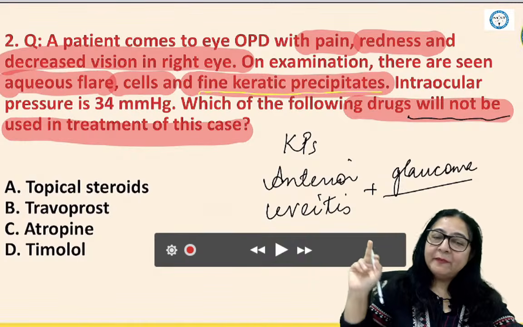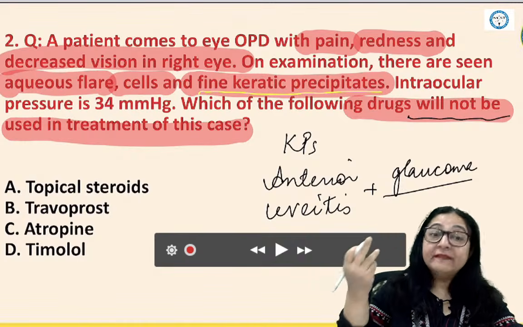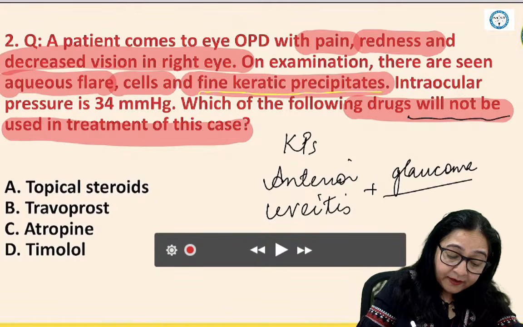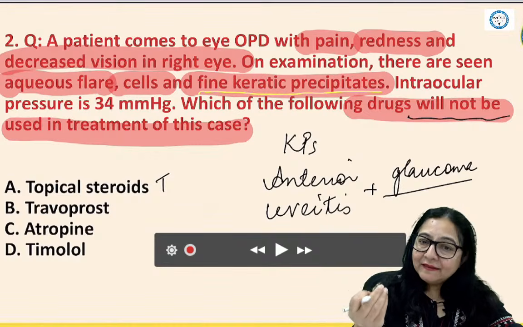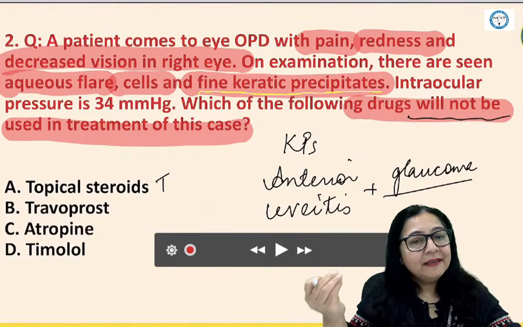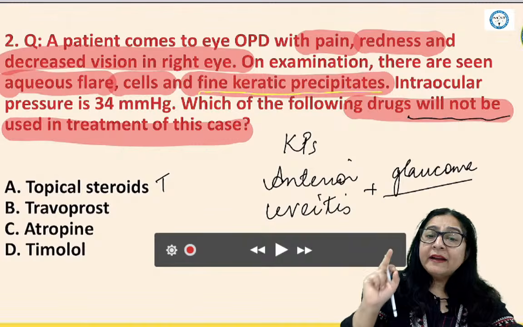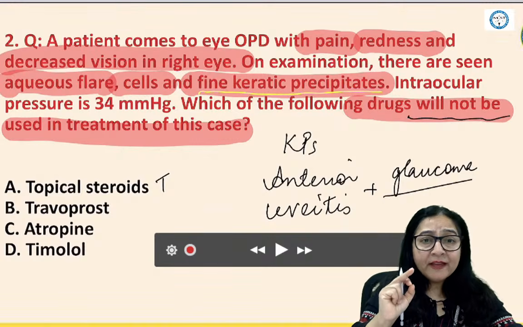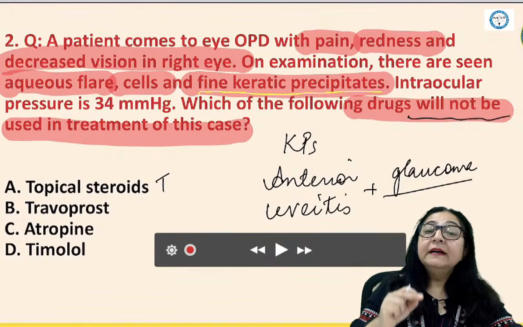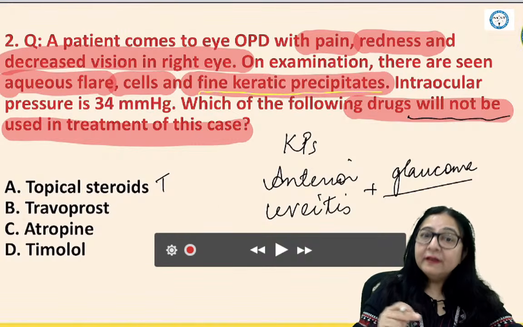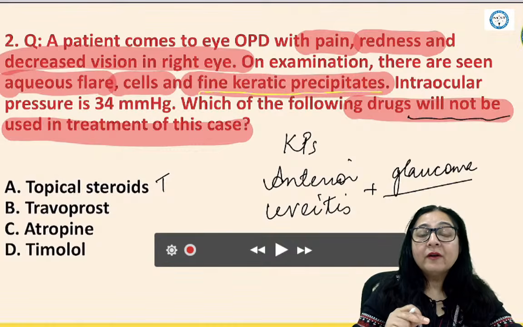Okay, now let's come to the choices. Topical steroids. Yes, you will be giving topical steroids because topical steroids will control inflammation. That is the mainstay of treatment of anterior uveitis. Travoprost. So what is travoprost, beta? Prostaglandin analog, which is one of the anti-glaucoma medication used to lower intraocular pressure.